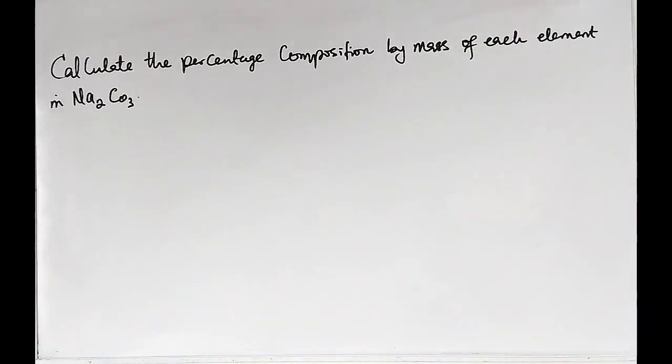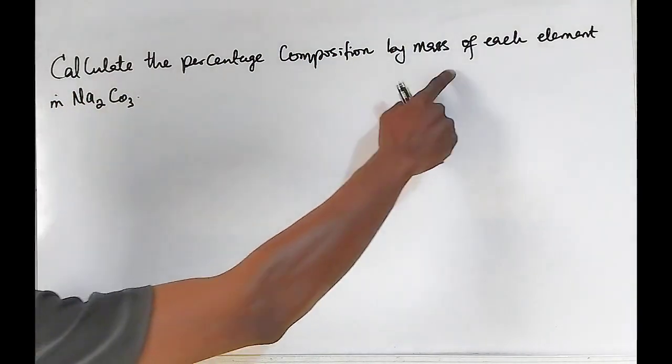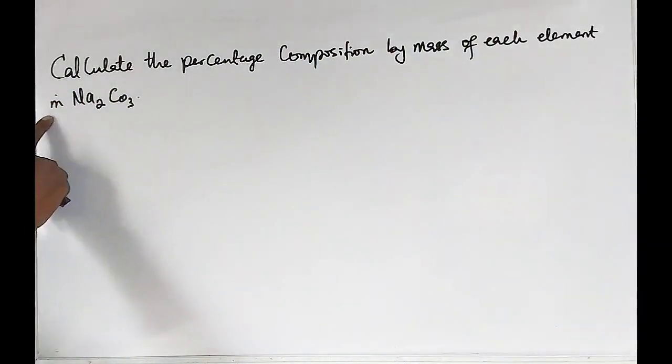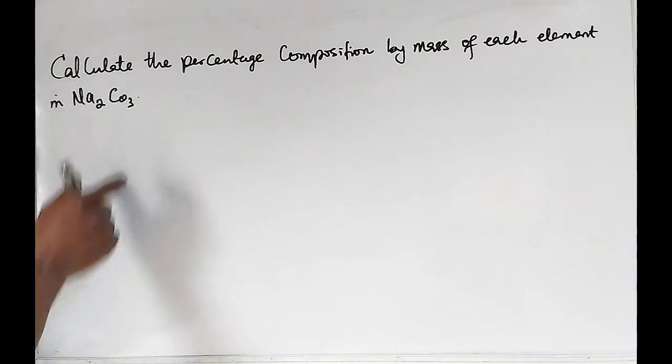Alright, before us is this question, and in this video we'll be solving 10 questions on mass percentage composition, and here is number 1. It says calculate the percentage composition by mass of each element in sodium trioxocarbonate(IV). First of all, what do we do? First of all, let us look for the molecular mass of this compound.